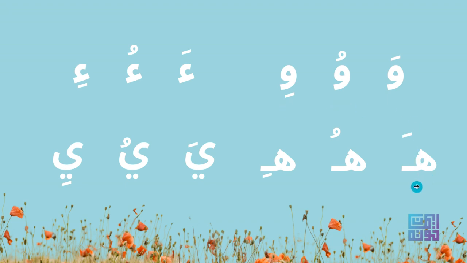What's the name of this letter? It's ha, just air. The name of the letter is ha. With a fatha, it's ha. Damma, hu. Kasra, hi. You know, you need to get ready with a lot of air to push it outside and pronounce this letter. Again, ha, hu, hi.